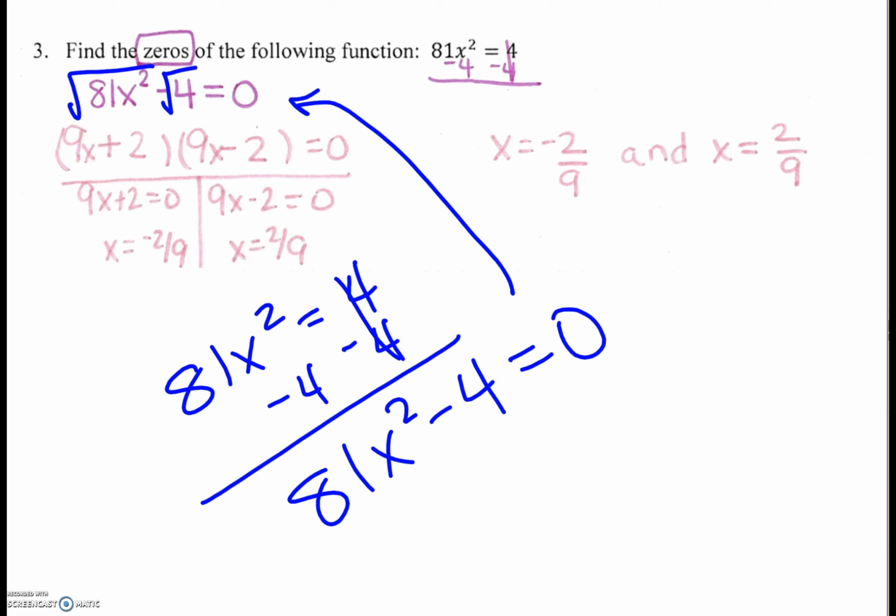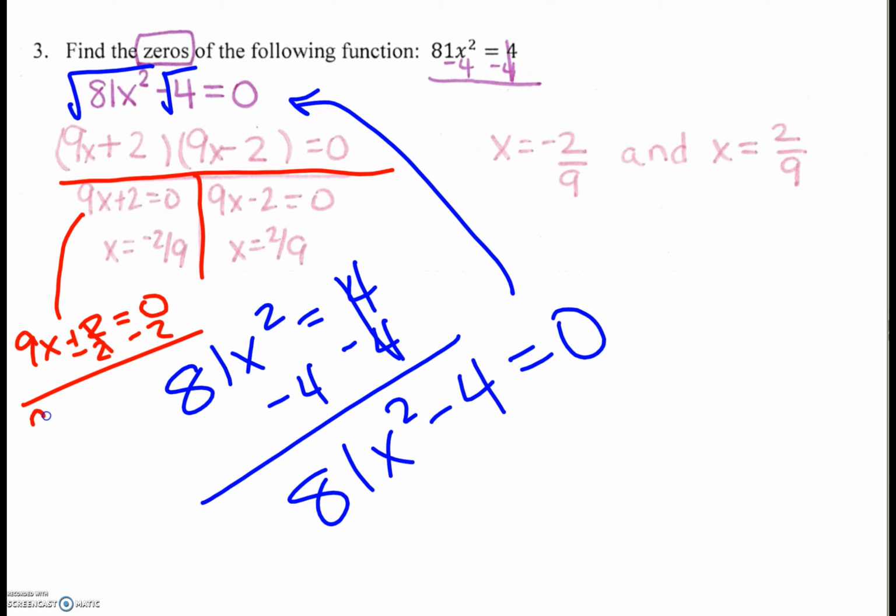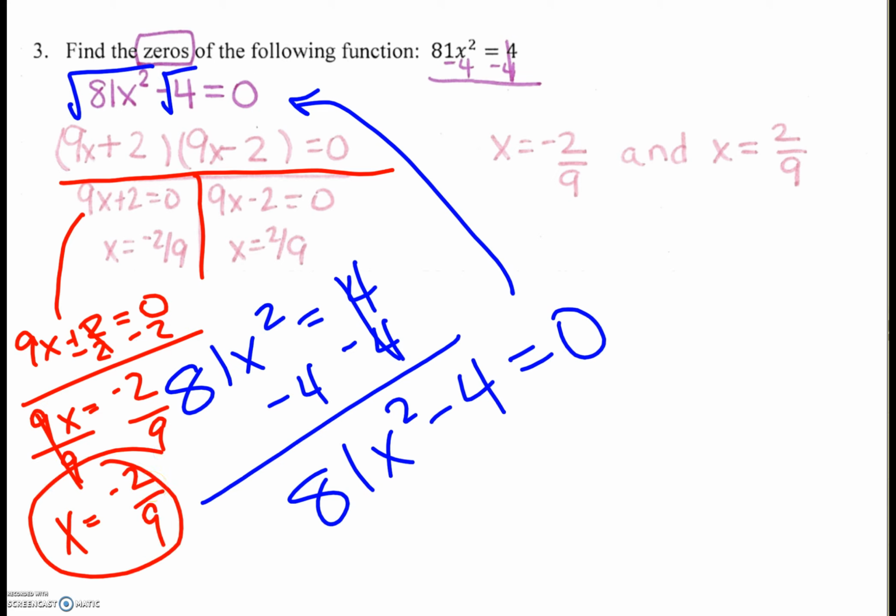From here, after you factor, you have to set each factor equal to 0. So when you tee it off, you have 9x plus 2 equals 0 on the left, and on the right, you have 9x minus 2 equals 0. To solve 9x plus 2 equals 0, you need to isolate the variable by subtracting 2. So you get 9x equals negative 2, and then divide by 9. So x equals negative 2 over 9. Same thing on the right-hand side. You want to add 2 over, then divide by 9, and you get x equals 2 over 9.